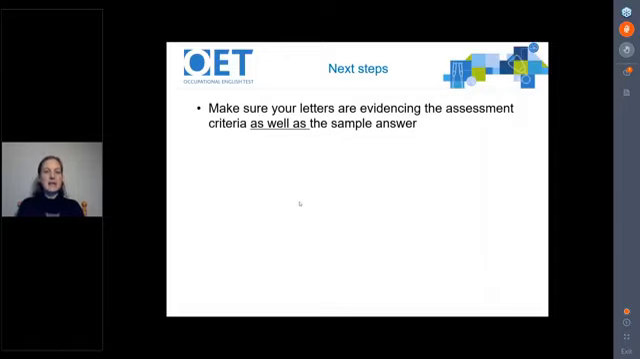However, if you have missed out information or included information that isn't in this sample, then you might lose marks for content or conciseness and clarity. So you do need to perhaps compare your letter with the sample answer and make sure that for those parts of the assessment criteria, yours is equal to the sample answer.